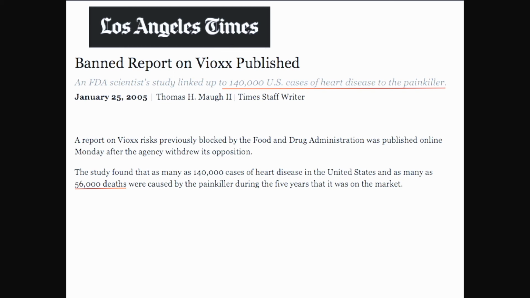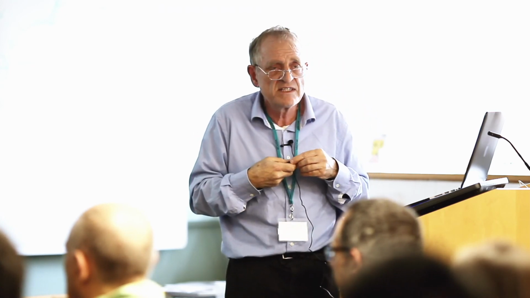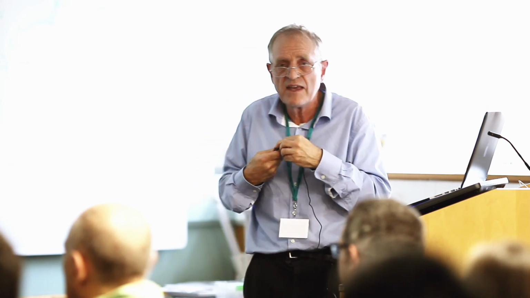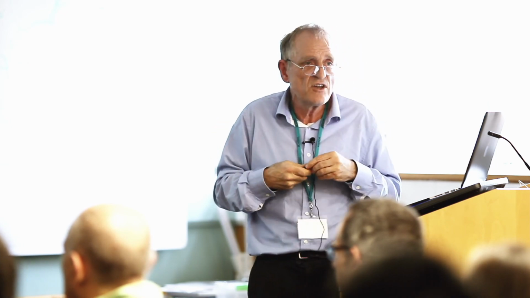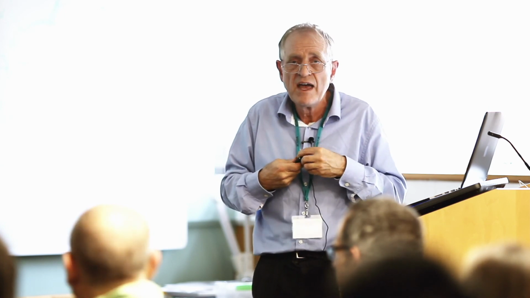The study found that as many as 140,000 cases of heart disease in the United States and as many as 56,000 deaths, right? Unnecessary excess deaths in the US alone were caused by Vaux in the 5 years it was on the market. This is more than the number of soldiers killed in the Vietnam War. Of course, a lot less than the number of Vietnamese killed by the US in the Vietnam War, but 56,000 deaths, right? In terms of serial killers, in terms of damage and terrorism, this case dwarfs any of the other recent ones that you've heard about.